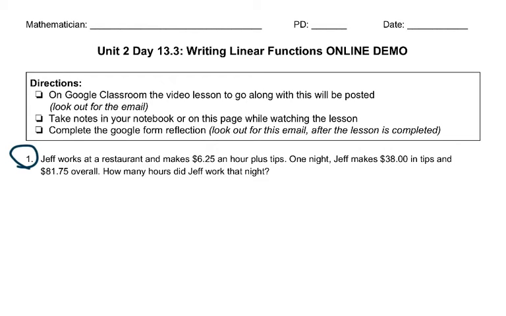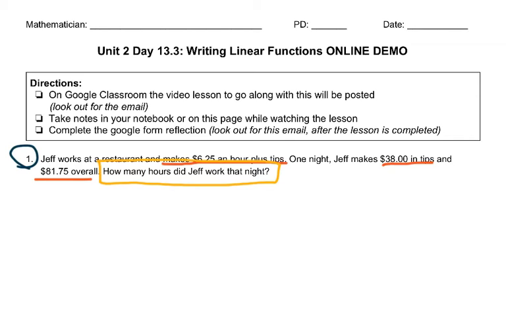Now we're going to go back and read it again and annotate. So I'm going to use a different color. Jeff works at a restaurant and makes $6.25 an hour plus tips. One night, Jeff makes $38 in tips and $81.75 overall. How many hours did Jeff work that night? There's my question. So I'm going to go back in and do some more annotations.